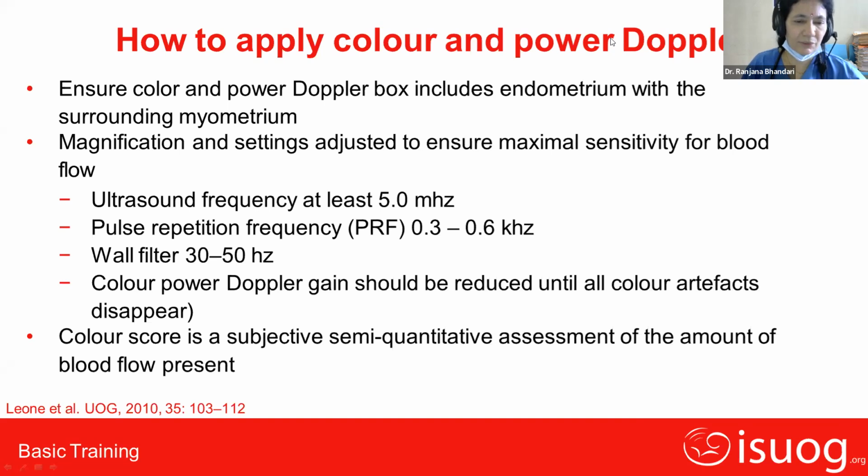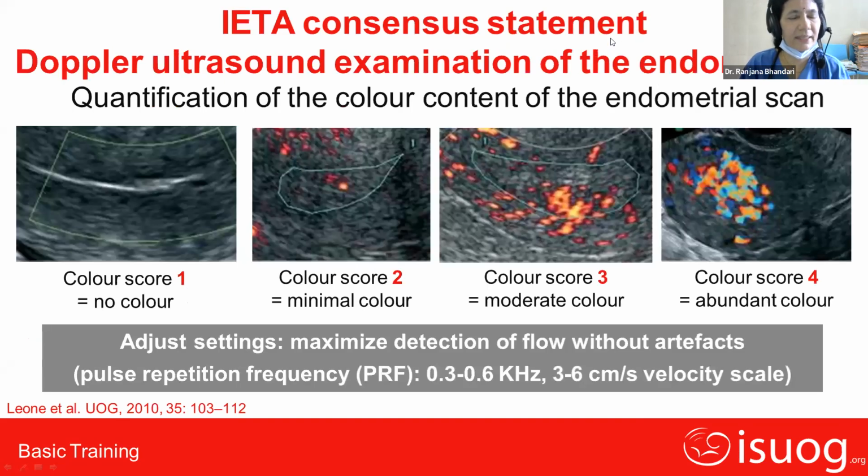And the color score, as we know, is a subjective assessment. In this case, the IETA, or International Endometrial Tumor Analysis Consensus Statement, states the color score. Color score 1 means no color. Color score 2 means minimal color. Color score 3 means moderate color. And color score 4 is abundant color. But always remember that PRF has to be maintained between 0.3 to 0.6 kilohertz, that is 3 to 6 centimeter per second velocity scale.